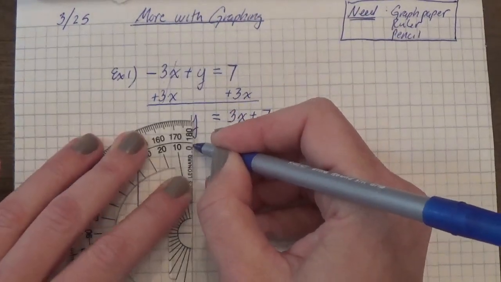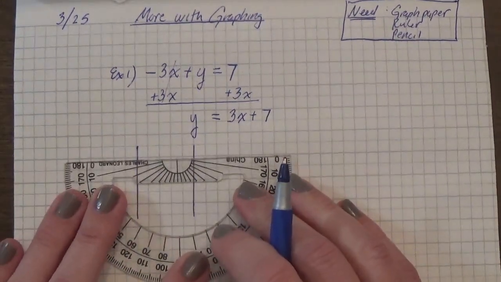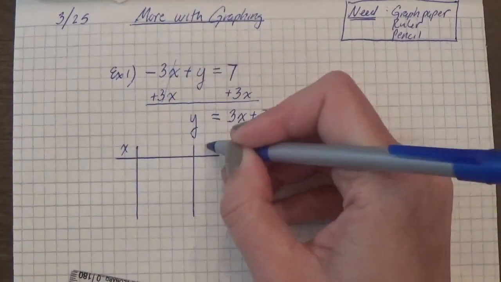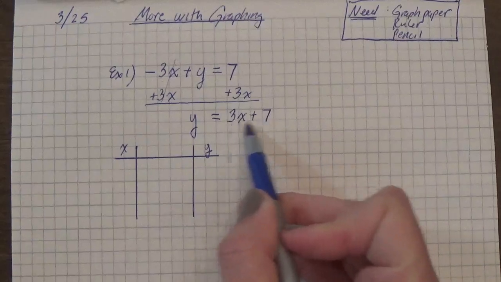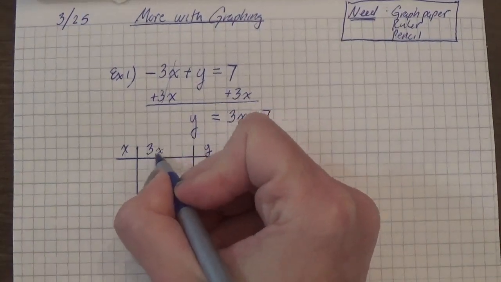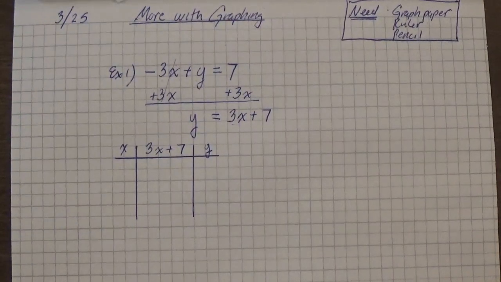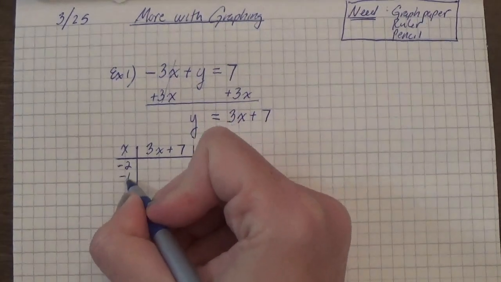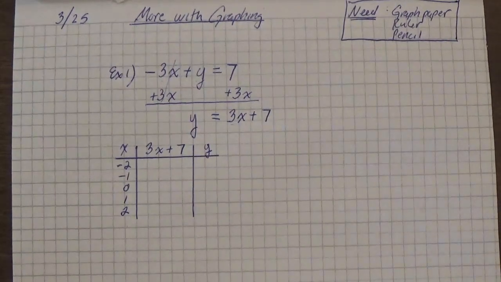We're going to set this up and make our columns. We've got our x, we've got our y, and now that we have it in the y equals form, we're going to put this part of the equation in the middle, just like yesterday. Okay, so let's pick our x values. And let's go from here.